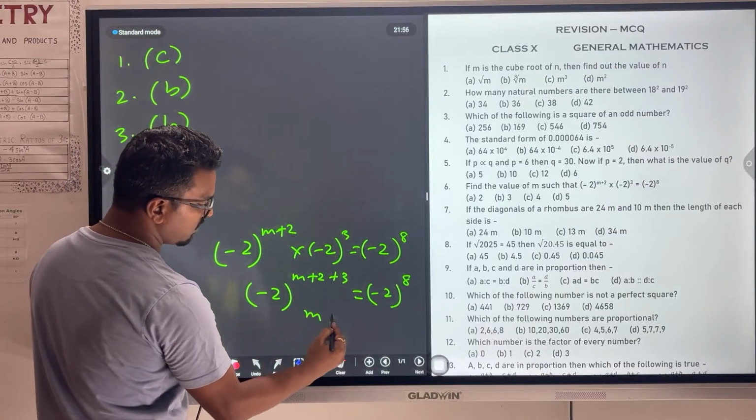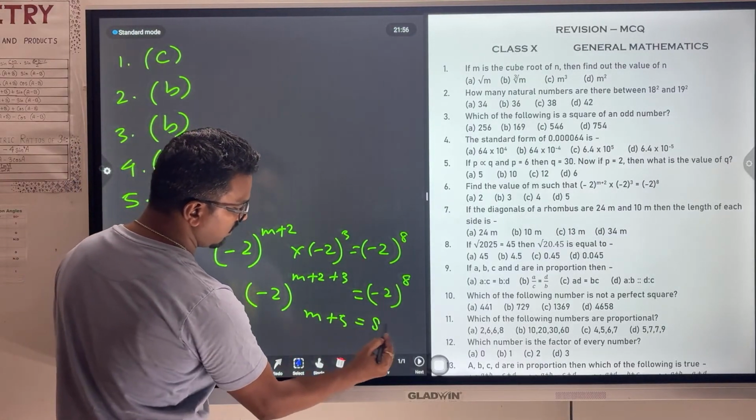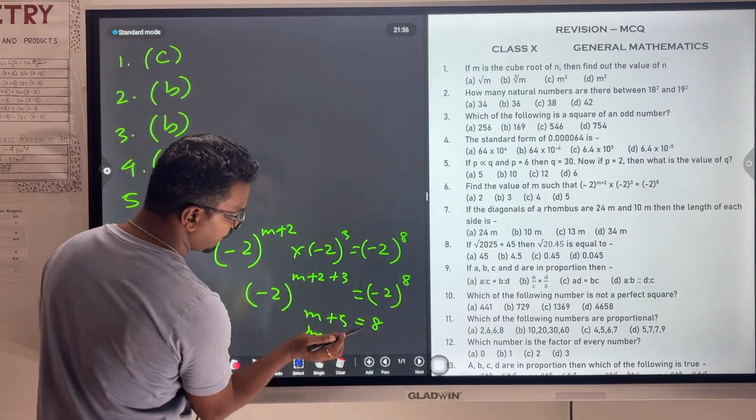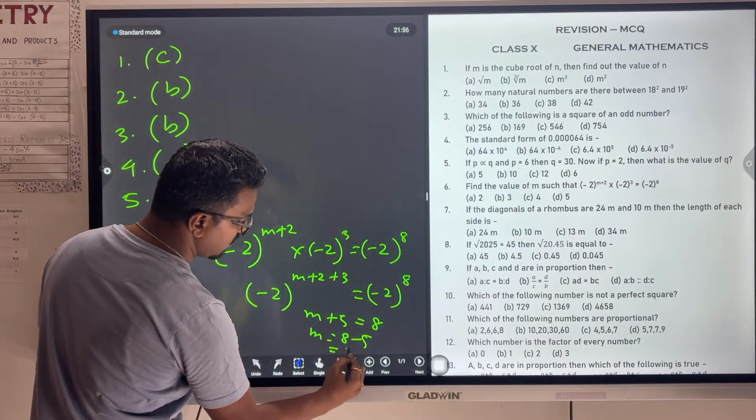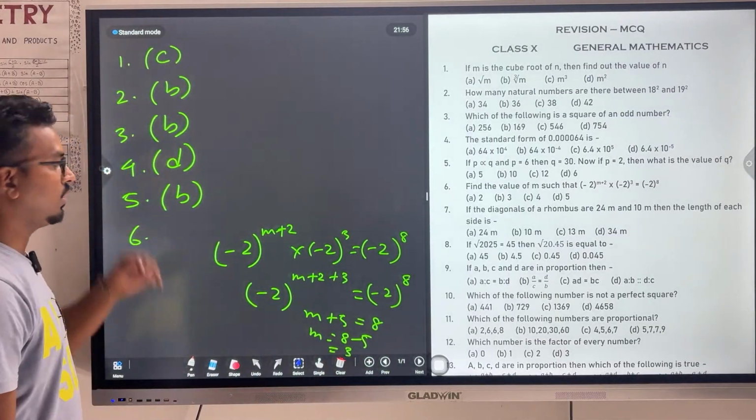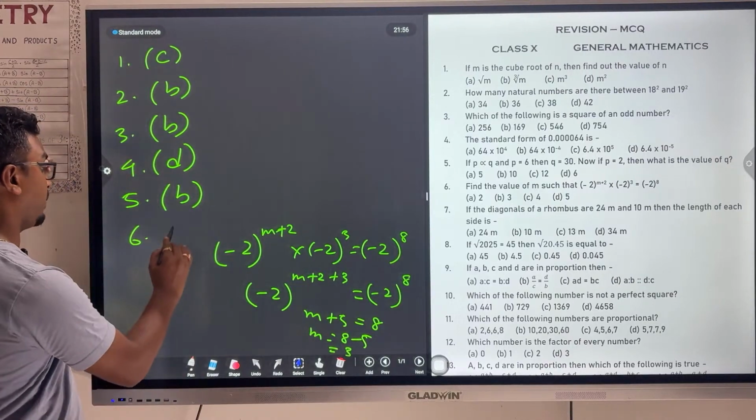This becomes m plus 5, and this is 8. So m equals 8 minus 5, that is 3. The value of m is 3. Question number 6, option B.